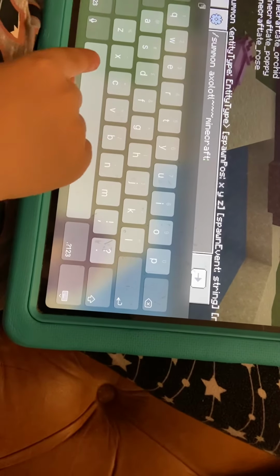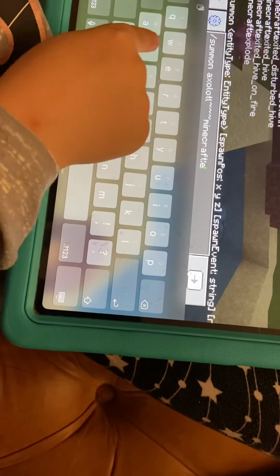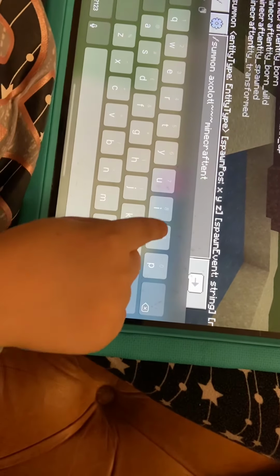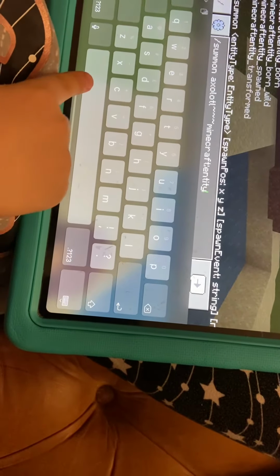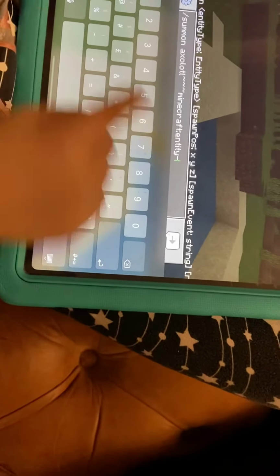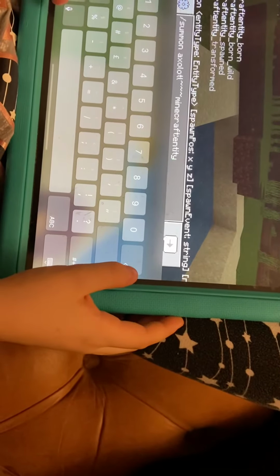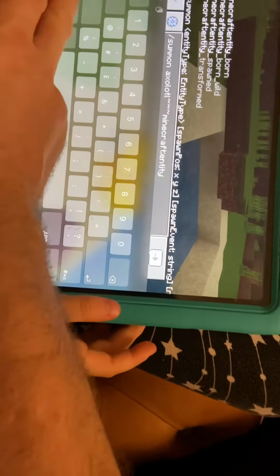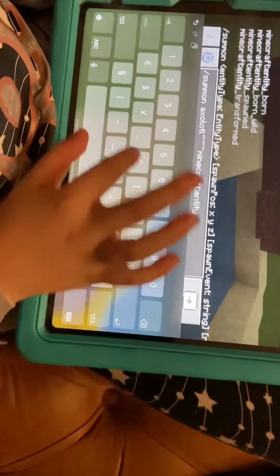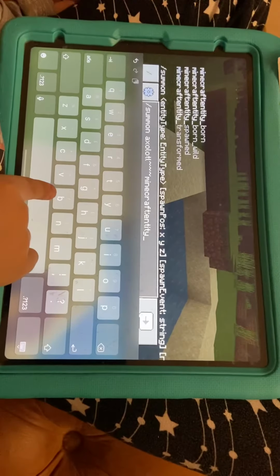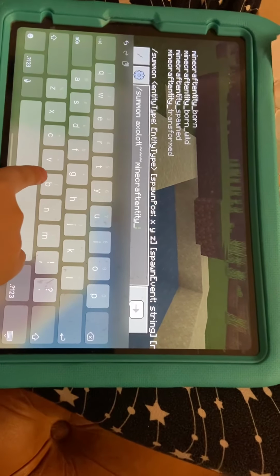I don't know how to say. Entity. I'm going to find this entity. I don't understand what is going on. Oh, this one. Oh, we're getting it now. Thanks, Dad. Entity.